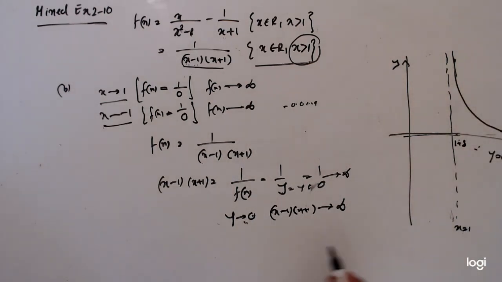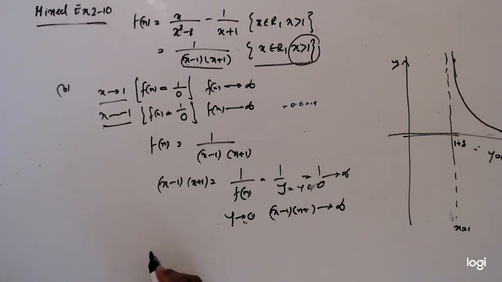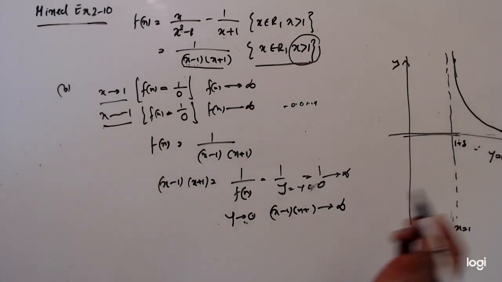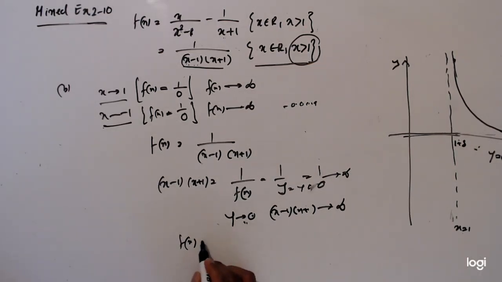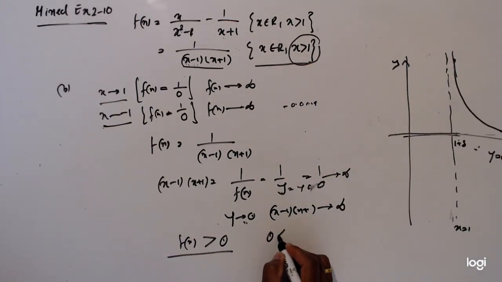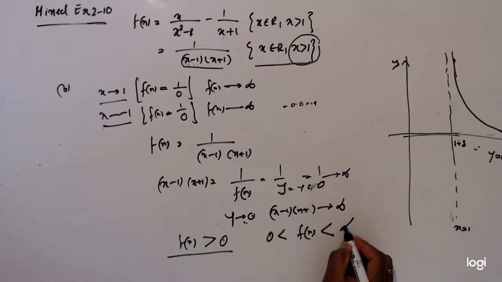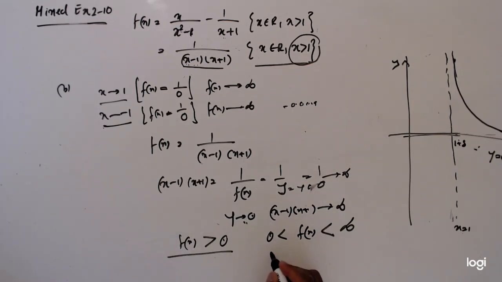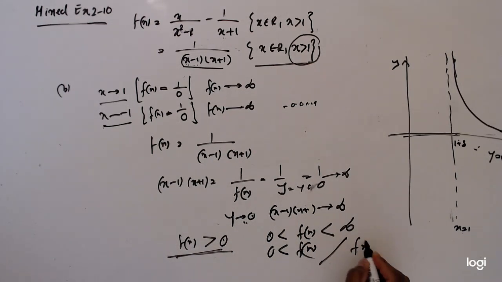And so the range is, what is the minimum value of f(x)? So f(x) has to be greater than 0, not equal to 0. It will approach it at infinity. And usually we write f(x) greater than 0. What is the maximum value? Infinity. So basically f(x) is between 0 and infinity, or you can write it in another way, f(x) greater than 0. So this is the range.